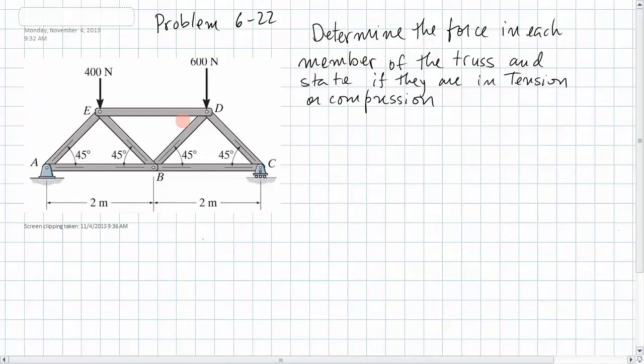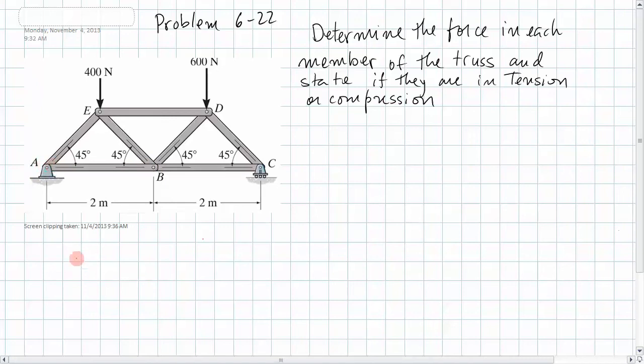So the first thing we need to do is find the reactions. We might not need to find them all. In fact, we only need to find C, because if we find the reaction at C, then we can solve for these two members. Then using D, we can solve for these two members. Then using that, we can solve for these two members. And then finally, we can solve for these two members. So we might never need to find A.